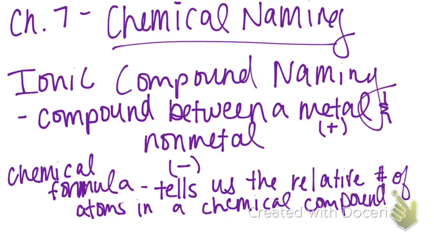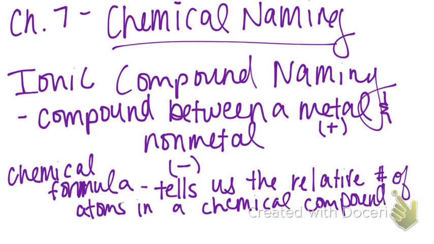Chemical formula is like H2O, right? That's a chemical formula. CO2, that's a chemical formula. It tells us how many of each atom are found in that compound. Okay, so that's what we're looking at there. H2O is a chemical formula. CO2, CO, all of those are chemical formulas.